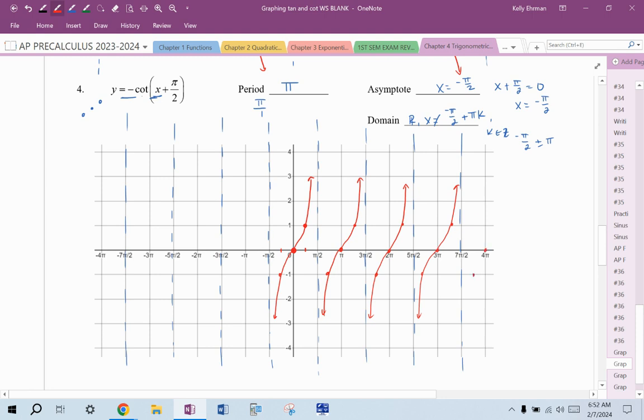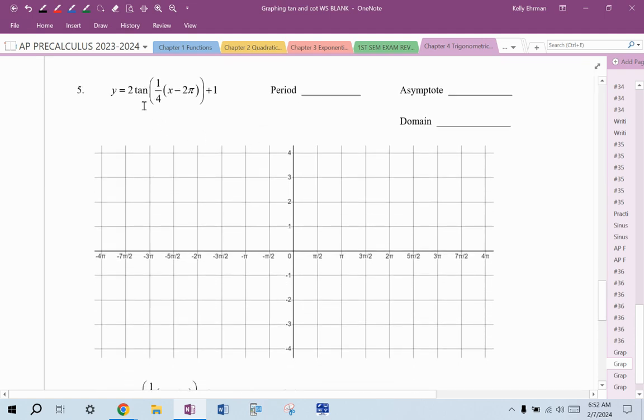When you get to the little half point, just indicate that it continues on, and then copy this on the negative side of the graph as well. Okay, so that finishes this graph. Negative cotangent looks just like tangent.